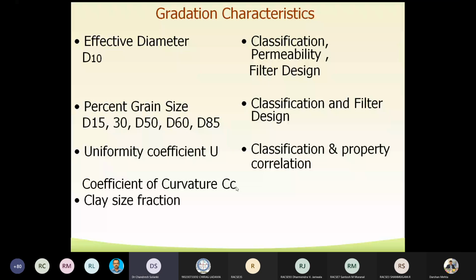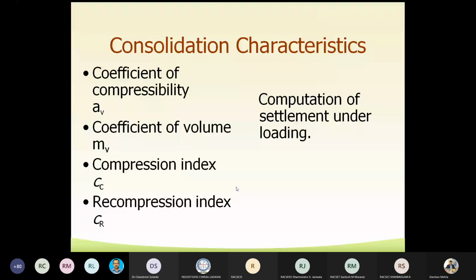Consolidation characteristics are important in the case of saturated clays. So in the case of saturated clay, the consolidation test is to be performed in the laboratory. We need to find out the parameters mentioned here: coefficient of volume change, compression index, recompression index, etc. Coefficient of volume change is used for finding the consolidation settlement, as Sc is equal to mv delta sigma H.